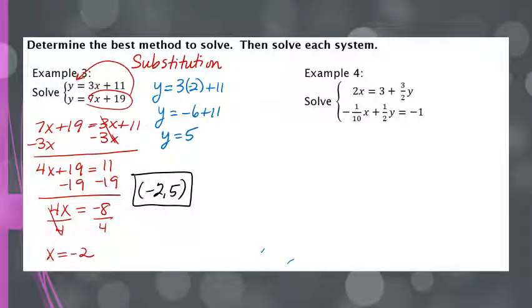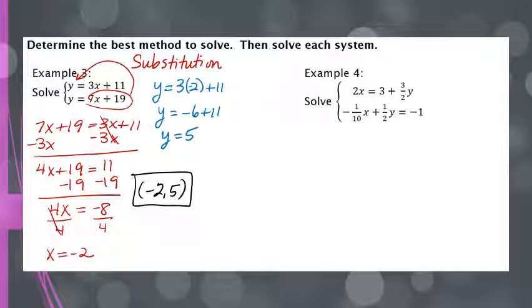All right, so substitution was the best way there. Now I'm taking a look at example 4. This one is a total mess. So the first thing I'm going to do before we even talk about what kind of solving would be best is I'm going to get rid of the fractions, because I think the fractions make things look so much more complicated than they need to be.